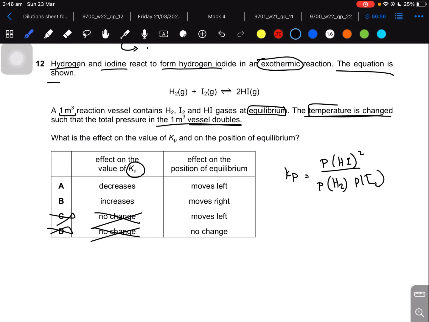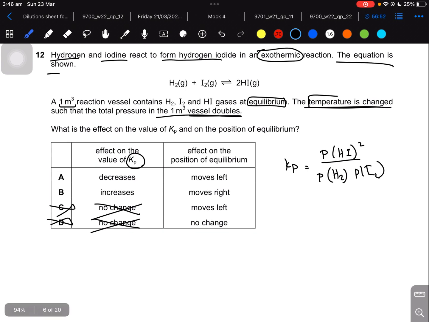So let's see the relation between pressure and temperature. If we increase the temperature at a fixed volume, the pressure will indeed increase.